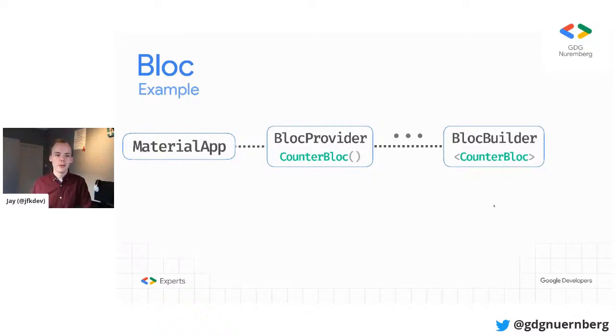And then somewhere you have a block builder of type counter block. That will look up the nearest block provider that provides that counter block. And then as soon as you have that, you can build your view out of that state that you retrieve. And then every time that counter block gets updated with a new state that it emits internally, it will automatically rebuild that part of the UI for you.